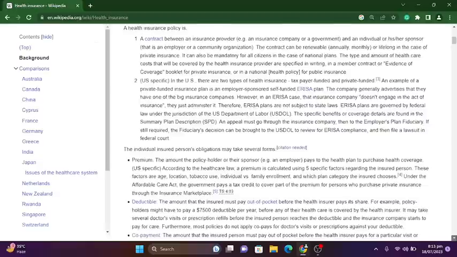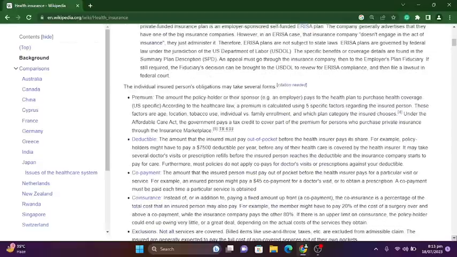Deductible: the amount that the insured must pay out of pocket before the health insurance pays its share. For example, policyholders might have to pay a $7,500 deductible per year before any of their health care is covered by the health insurer. It may take several doctors' visits or prescription refills before the insured person reaches the deductible and the insurance company starts to pay for care. Furthermore, most policies do not apply copay for doctors' visits or prescriptions against the deductible.